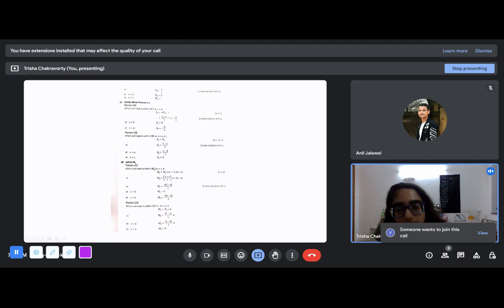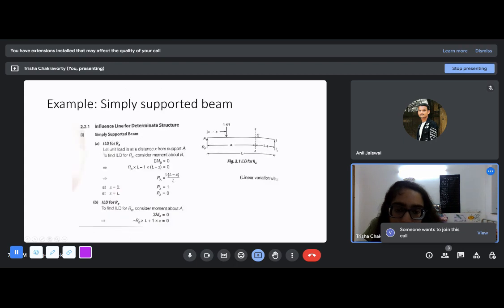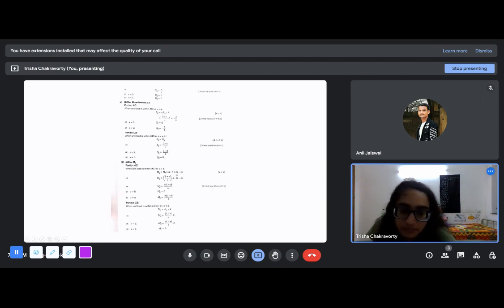So when the unit load is within AC, we take a moment equilibrium, so that MC is RA into, about this point. We are taking the moment about this point from this side. So we will get RA into A minus 1 into (A minus X). That is what is done here. So we get an equation of MC in terms of X as X into (L minus A) by L. And then this is a linear profile, so we can find out two extreme points and find its values.